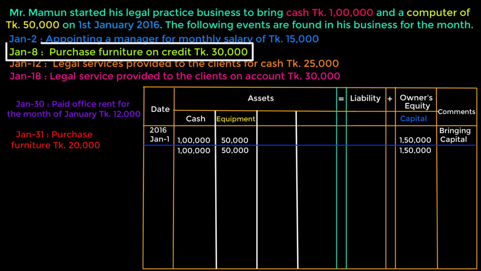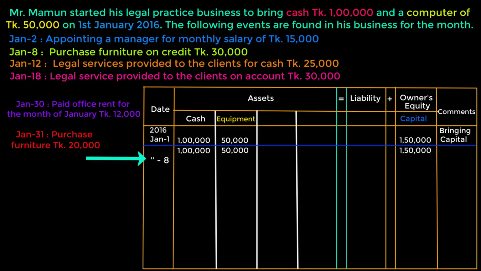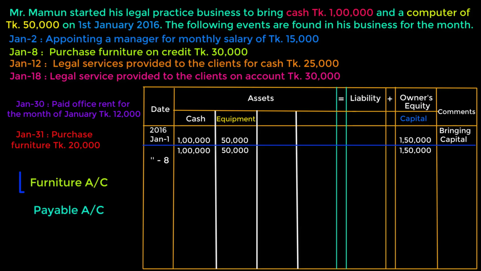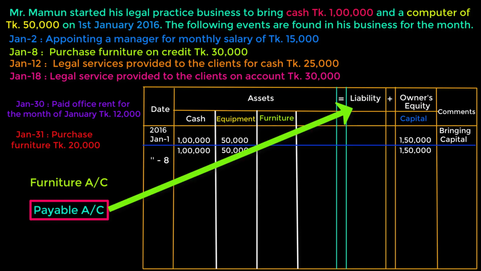Now, look at this transaction on January 8. Purchase furniture on credit taka 30,000. We will write here January 8 first in this column. Can you tell me how many accounts are there in this transaction? 2 accounts, furniture account and accounts payable account. Furniture is the element of these assets. So, the name of the column will be furniture. Accounts payable is the element of these liabilities. So, the name of this column will be accounts payable.